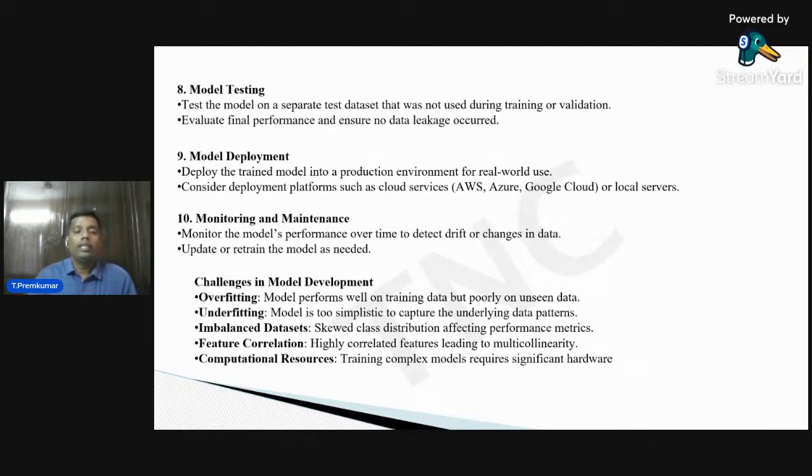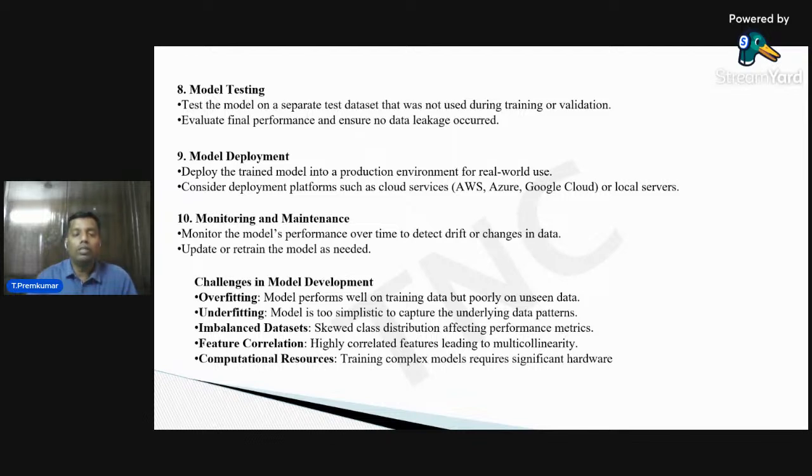We can take examples such as cloud services like AWS, Azure, and Google Cloud, or any local servers. Monitoring and maintenance here means monitoring the model performance over time to detect drift or a change in the data. And the next point is that we are able to update or retrain the models as needed.